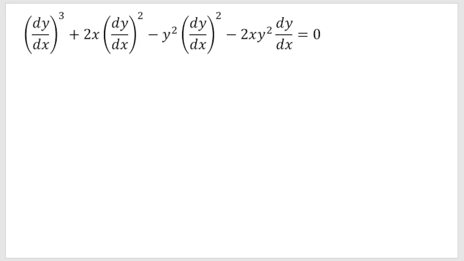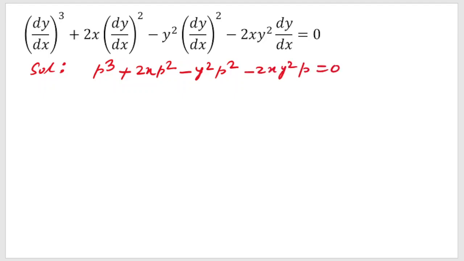Here the only change in this particular problem is that now we have a differential equation whose order is 1 but degree is 3. So how to solve it? Let us write the solution. First replace dy/dx by p. So I will get p³ + 2xp² - y²p² - 2xy²p = 0.